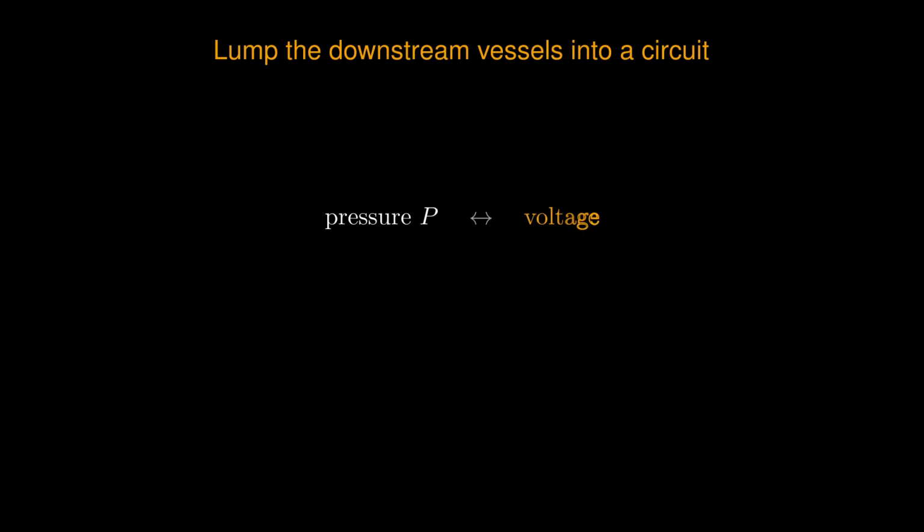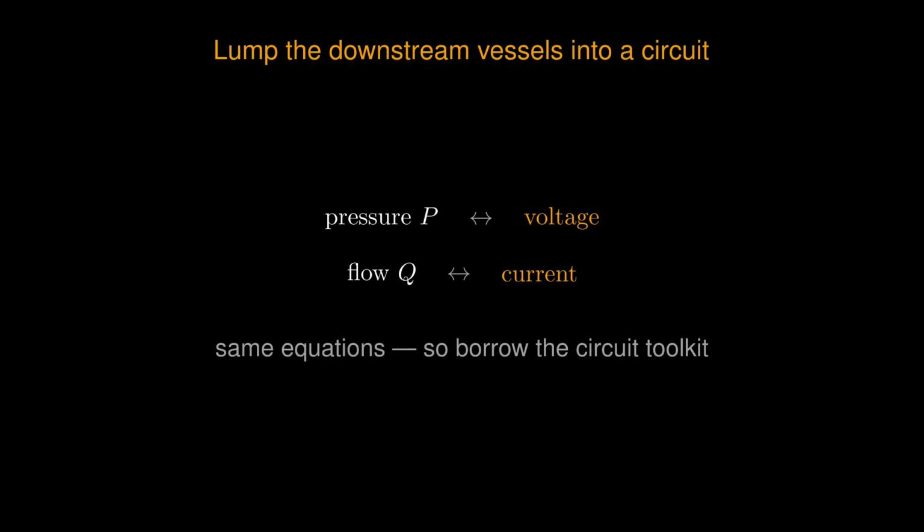Here's the idea. Don't model every vessel, lump the whole downstream tree into a few elements, and borrow the language of circuits. Pressure plays the role of voltage, and flow plays the role of current. The two obey the same kind of equations, so every circuit element we know has a blood flow twin. We need just 2 of them, plus 1 more.